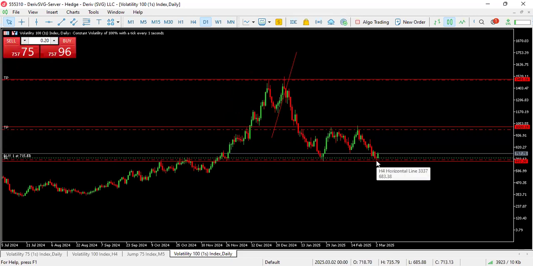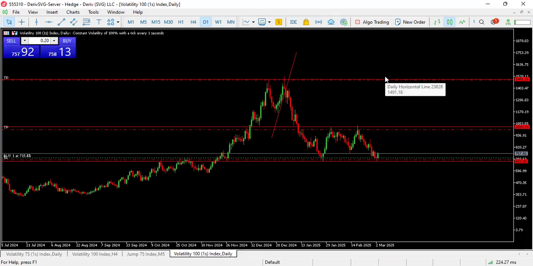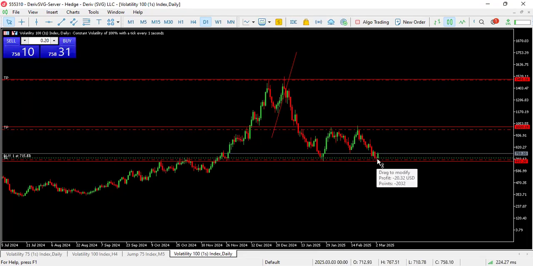So for the market to come back to test this zone, and then it got rejected, it's a signal that most likely this market will take these highs, all these ones, and even come to this level. Because it's a strong zone. That's why I took the trade.